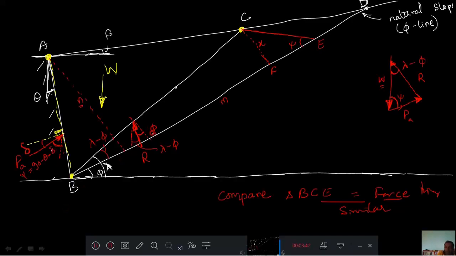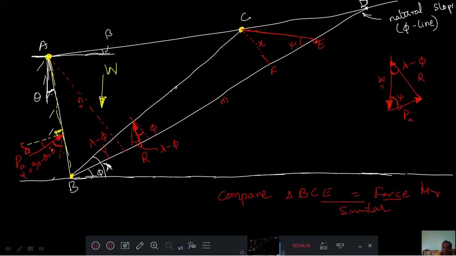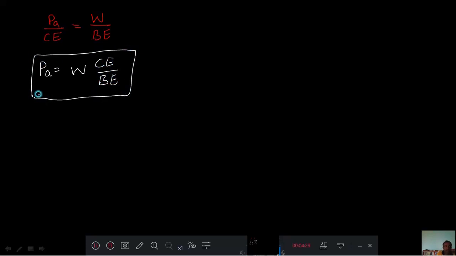Considering the similar triangle approach, W by BE, where BE is the longest side, is equal to PA by CE, since CE and PA are corresponding sides. Then you have the equation PA equals W into CE divided by BE. Now if we calculate W, CE and BE, then the active earth pressure is found.